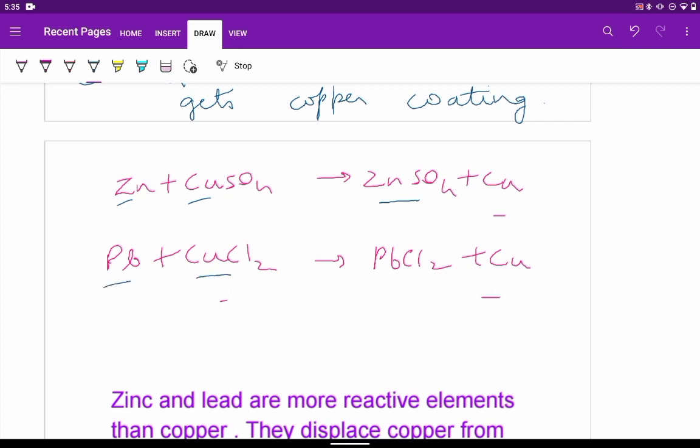Also you see in this, zinc can displace copper from copper sulfate to form zinc sulfate and copper. Lead can displace copper from CuCl2, copper chloride, to form lead chloride, PbCl2, and copper. So zinc plus copper sulfate gives zinc sulfate plus copper. Lead plus copper chloride gives PbCl2, lead chloride, plus copper. So zinc and lead are more reactive elements than copper, so they displace copper from its compounds.